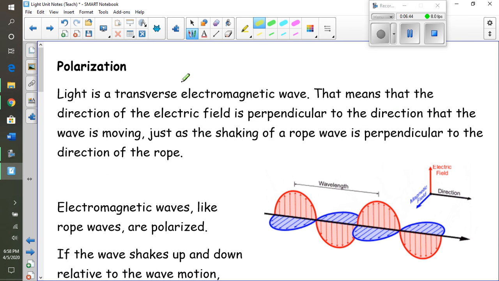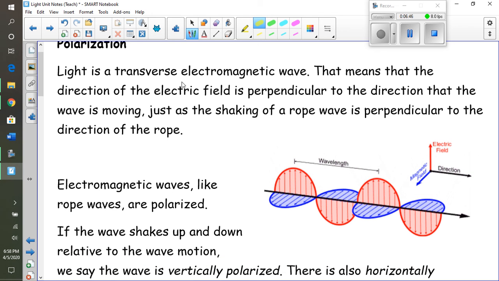Now for polarization. Light itself is a transverse wave. So that means its wave motion is perpendicular to the particle motion, which for light, really it's the field vibrating. And what that means is the direction of the electric field is perpendicular to the direction that the wave is moving, like shaking a rope.